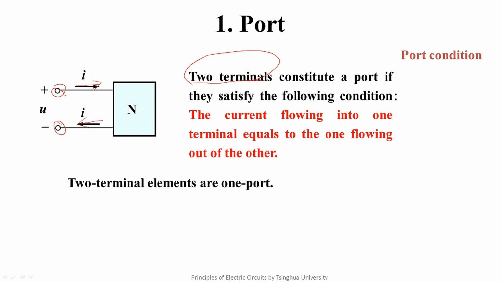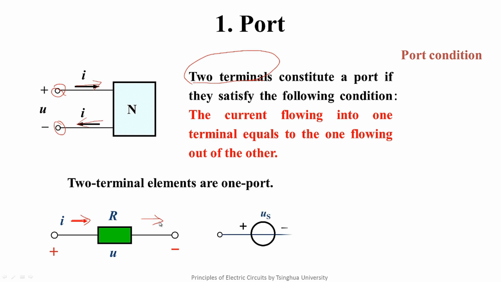Obviously, the resistors and the independent sources discussed before are both two-terminal elements. You can see the current that flows in here is equal to the current that flows out here. So a two-terminal element must be a port.